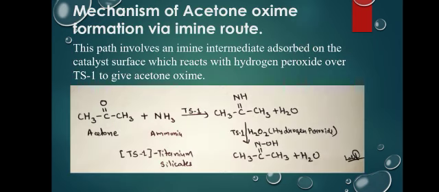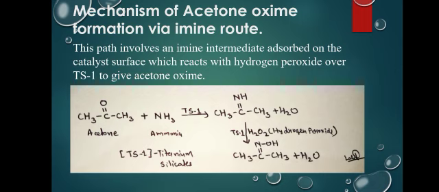Now next we will see the mechanism of acetone oxime. Mainly there are two types of mechanisms through which we can prepare acetone oxime. The first one is the mechanism through imine. In this, acetone is reacted with ammonia in the presence of titanium silicate. Now what is titanium silicate? It is a catalyst.